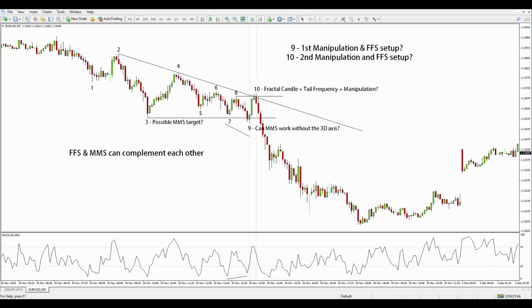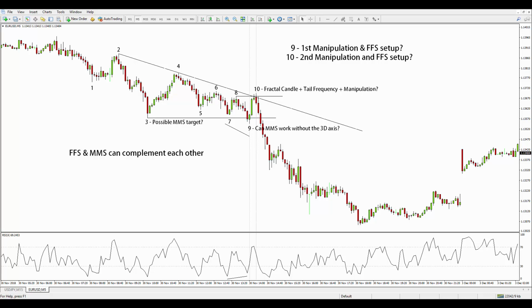The interesting thing here is that right after number 9, the almost exact situation happens again, but this time the fractal flow signals agree with the overall flow of the market, and all the elements of the tridimensional axis of market manipulation seem to be present if we consider that high number 8 could be used as an axis to be manipulated in number 10. Observe also that number 10 is a fractal candle pointing downwards.